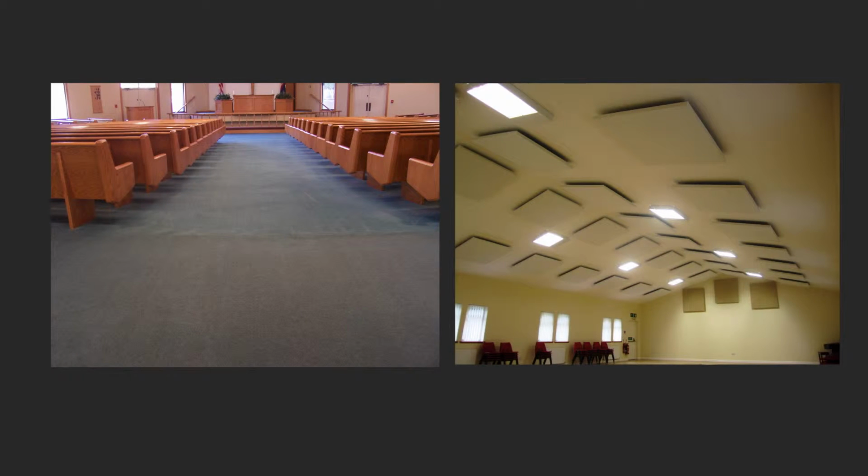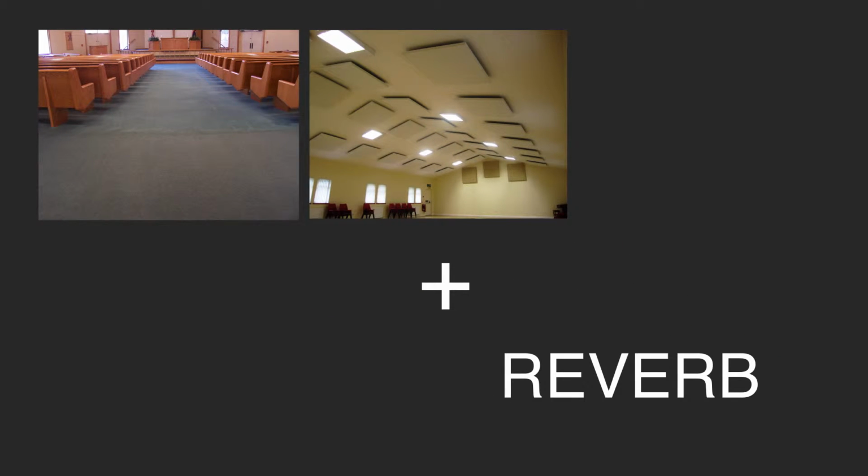Let's say you have carpet and sound panels on the walls of a small, dry room. You may want to add some reverb to the mix to give the illusion that the space is bigger than it actually is. It may also help to blend the instruments together. However, if you decide to use reverb, I encourage you to make it subtle and inconspicuous at first.